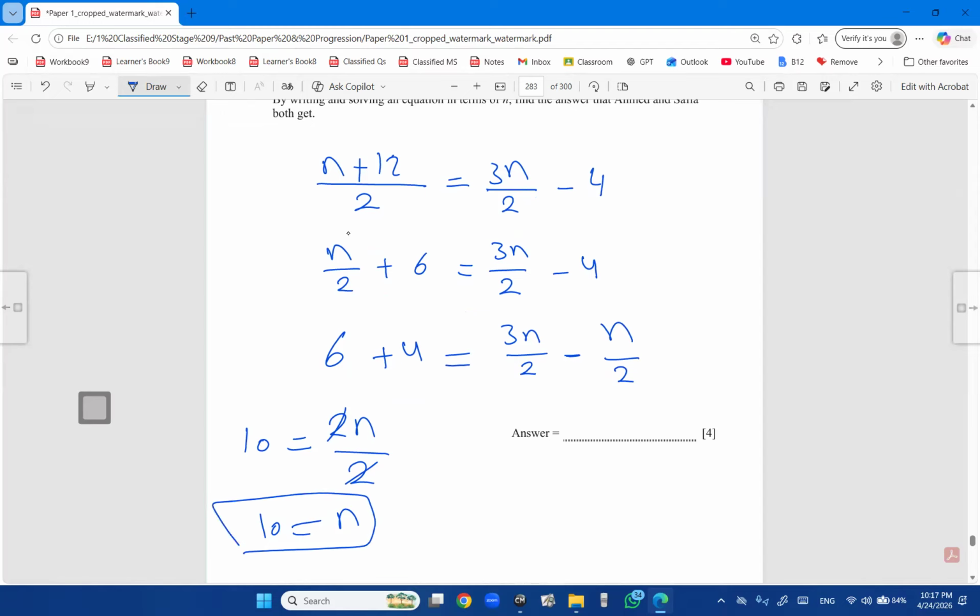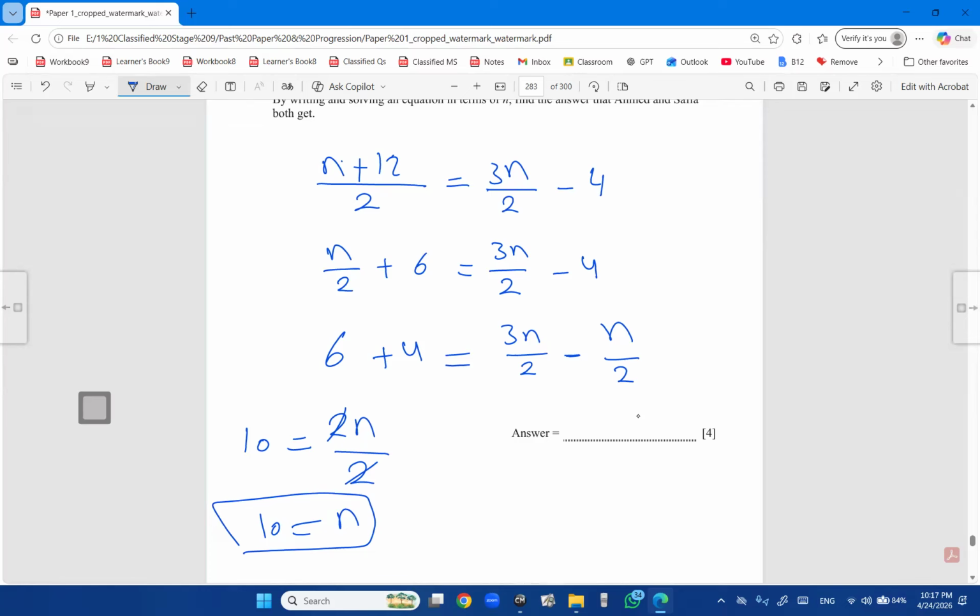Be careful with solving the equations. The first trick, don't forget it. N over 2 plus 12 over 2 is n over 2 plus 6. Collect like terms after that, and you simplify, you find that n is 10.